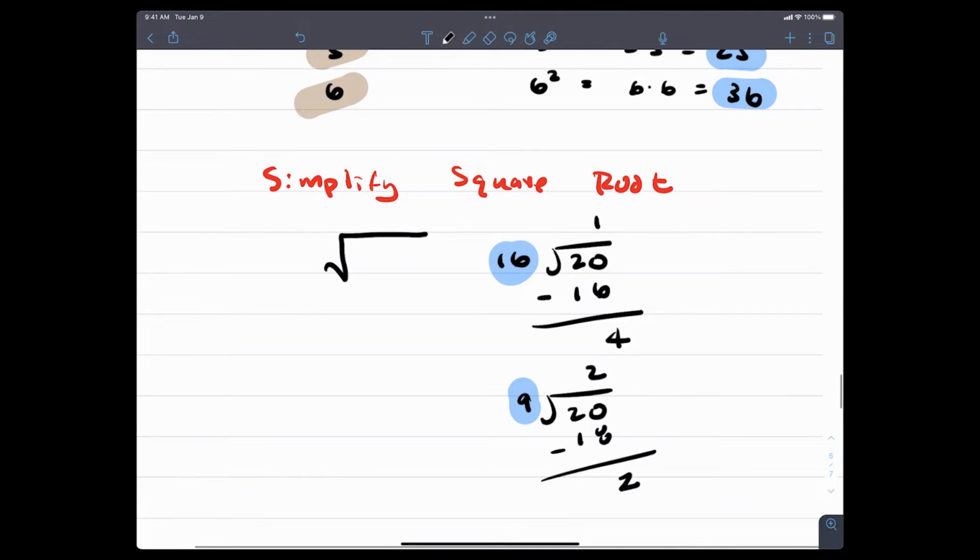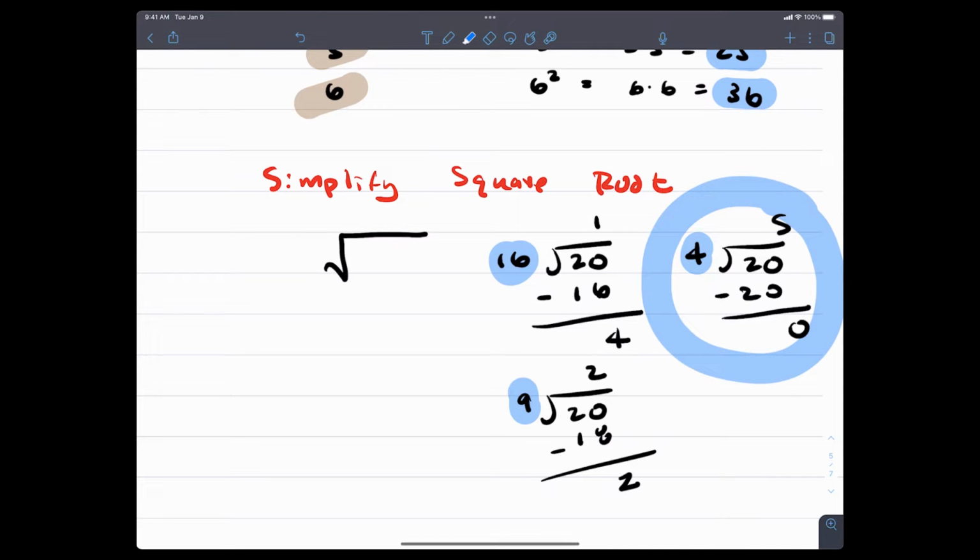Let's try 4. Go to the next largest. 4 is a perfect square. It goes into 20 how many times? 5. 5 times 4 is 20. Subtract, you got 0. Ladies and gentlemen, you're in business. Why are you in business? You got the 0 remainder. What do you guys think?